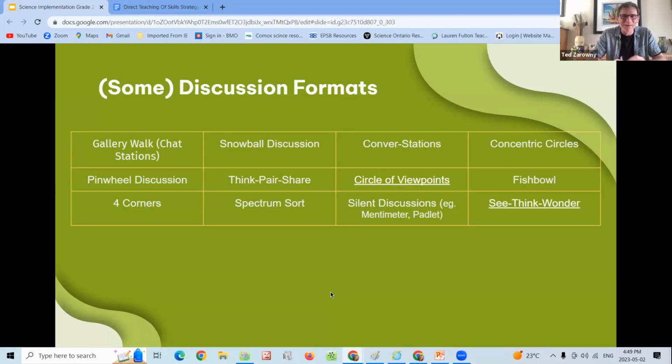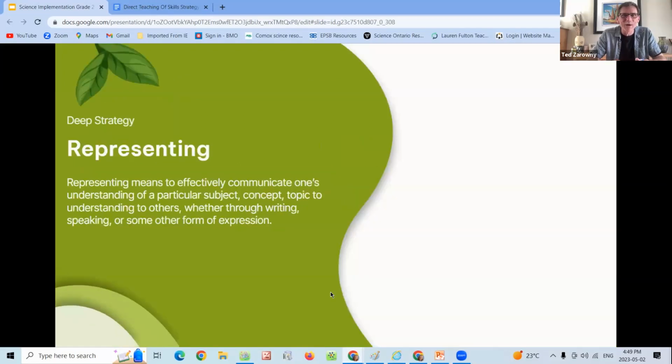Finally, another idea that comes up is another way that you can help students demonstrate their understanding: representing. Again, it's simply putting what we know in a different way than it was originally presented. It can be a very deep strategy, depending on what you're representing, especially if you're representing an understanding. And we know that representing can take various forms. And again, a whole lot of examples for you.